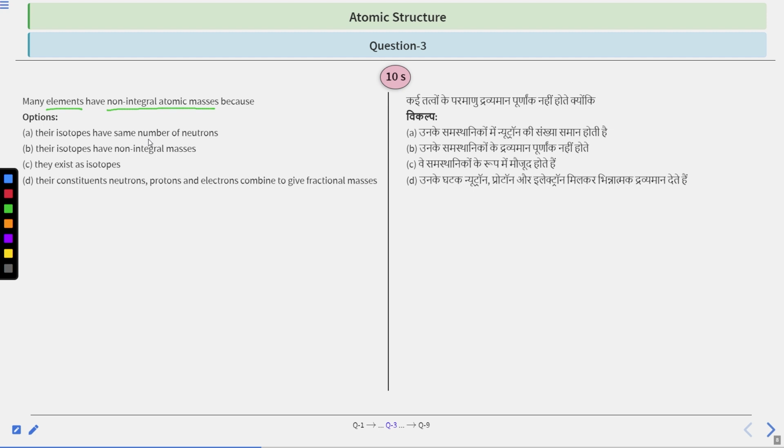Their isotopes have same number of neutrons. Their isotopes have non-integral masses. They exist as isotopes. Their constituents, neutrons, protons, and electrons, combine to give fractional masses. So you have 10 seconds to solve this question. After that, we will see the answer.